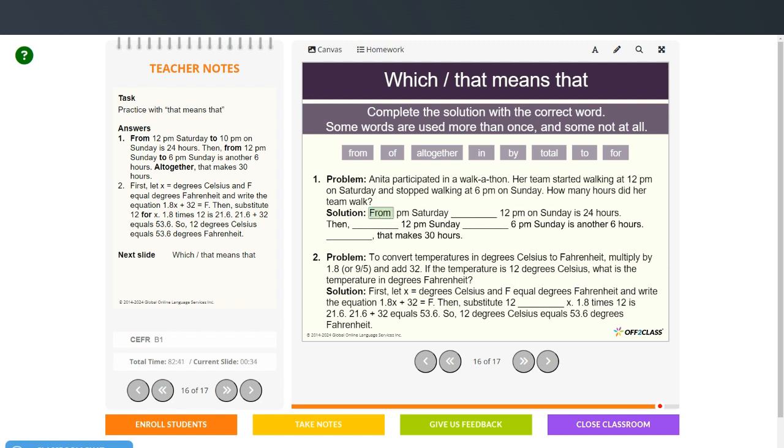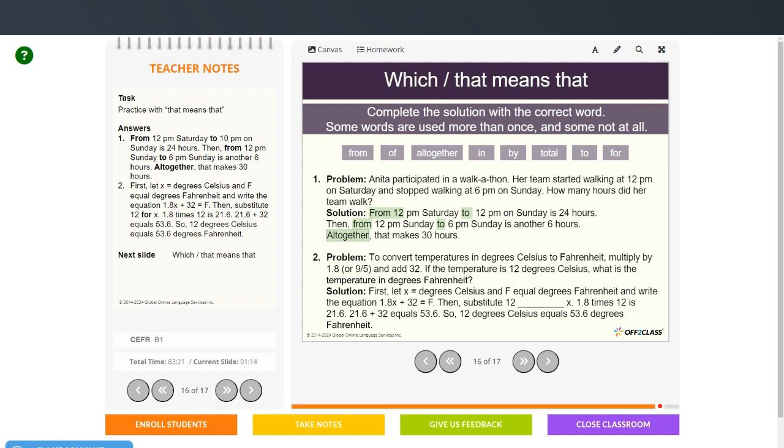So from 12 p.m. Saturday to 12 p.m. on Sunday is 24 hours. Then from 12 p.m. Sunday to 6 p.m. Sunday is another 6 hours. Altogether, that makes 30 hours.